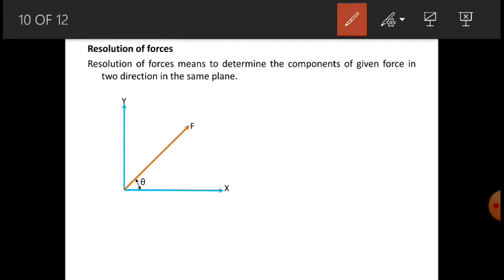If you see, this is a force F, and we are trying to determine the horizontal force component and vertical force component of that object. We know that one angle will be given. It might be between the force and the vertical component, or between the force and the horizontal component. Now, how to find out?